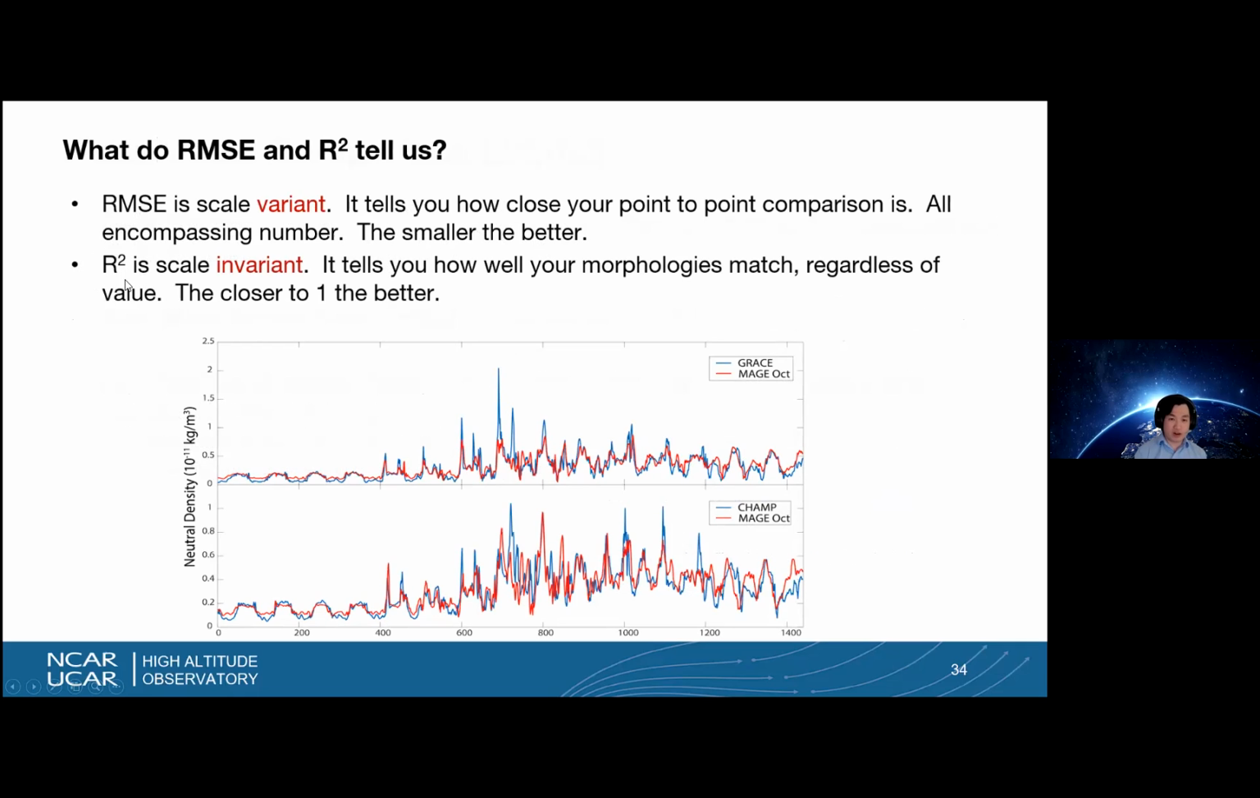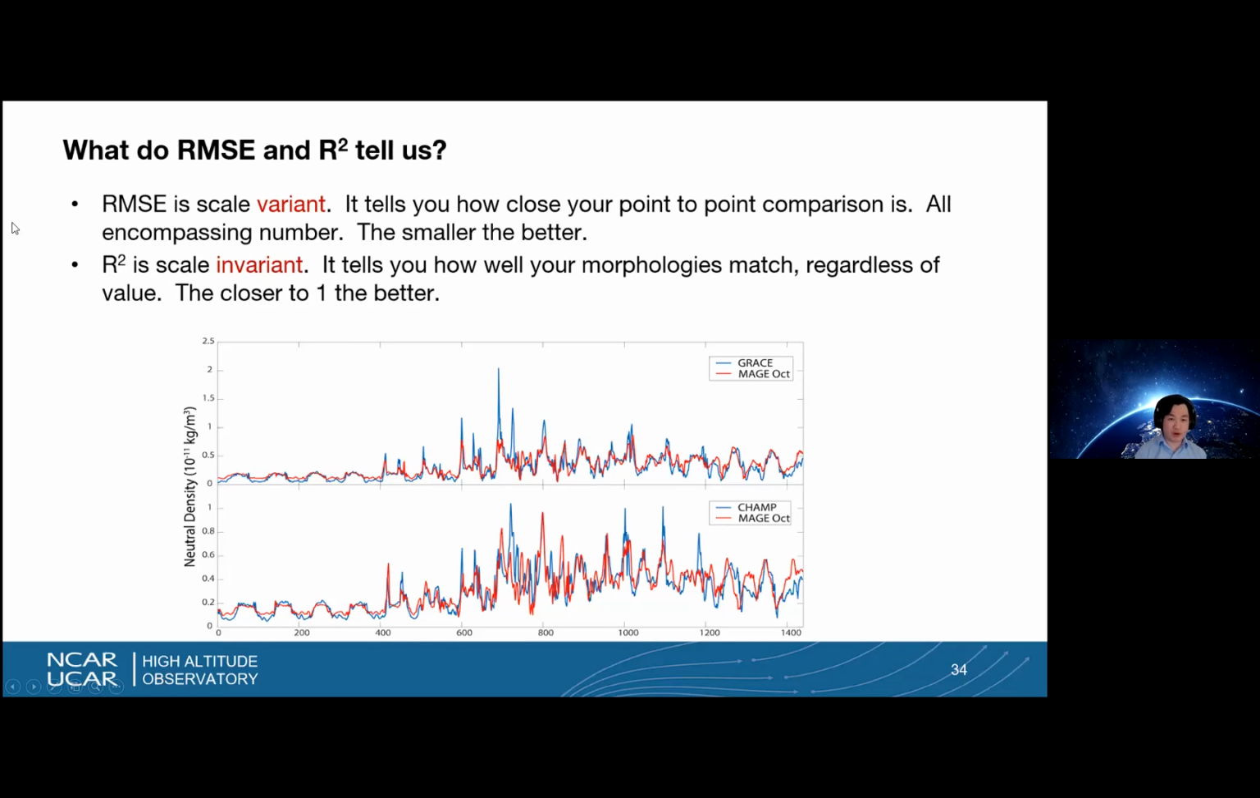R squared is scale invariant. That's also why it's called the coefficient of determination. What it means is it tells you how well the two correlate. So it doesn't matter how far away you are. If the morphology of one can explain the morphology of the other, then you get a better R squared. So the closer R squared is to 1, the better you are. If you're exactly 1, then that means that the two models evolve exactly the same way, even if your RMSE is different. You can have your RMSE different, and as long as they're evolving the same way, you get a good R squared.